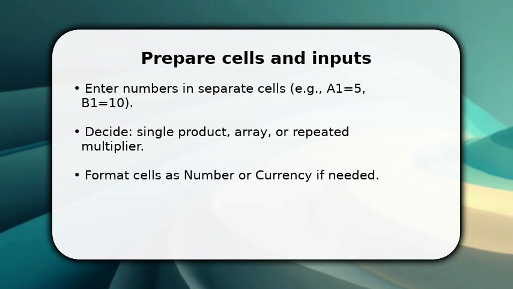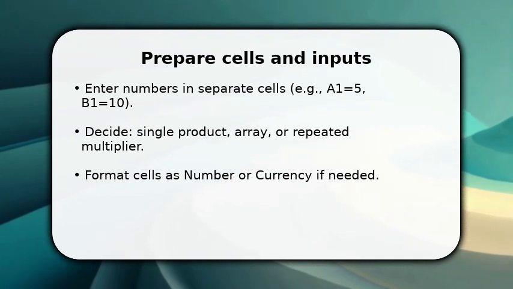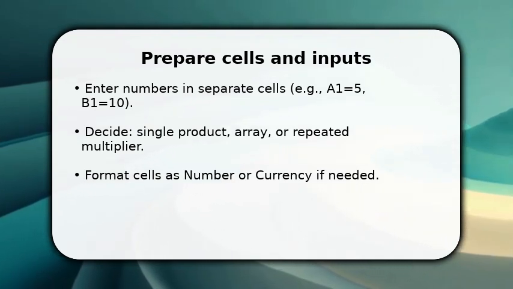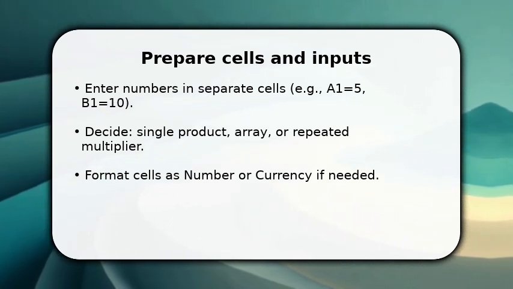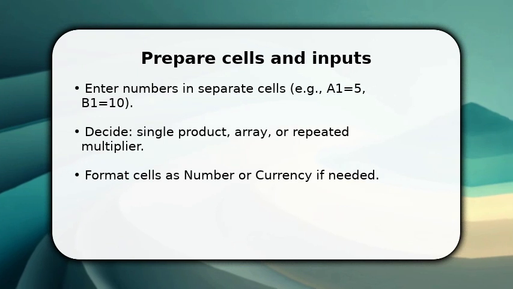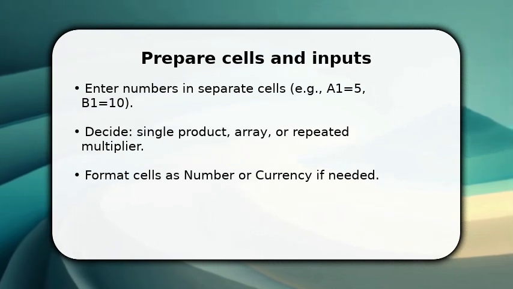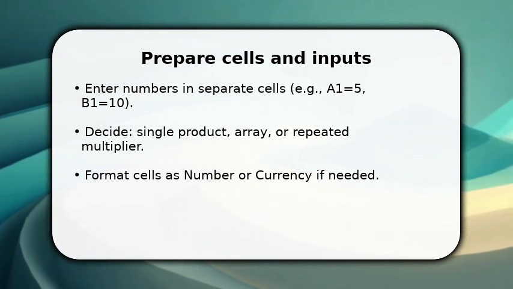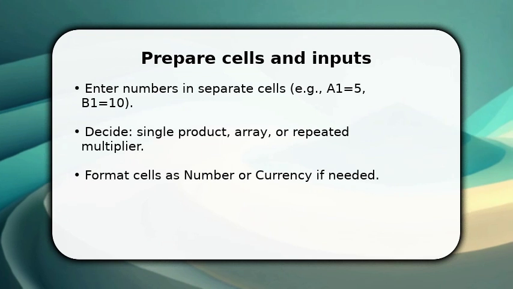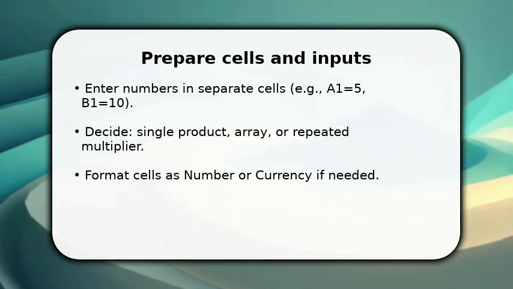You already have values in cells. Start by selecting the destination cell for the result. Type an equal sign to begin a formula, then click the first cell you want to multiply. Add an asterisk to indicate multiplication and click the second cell. Press Enter to calculate. You did the math inside Excel so you avoid manual errors.